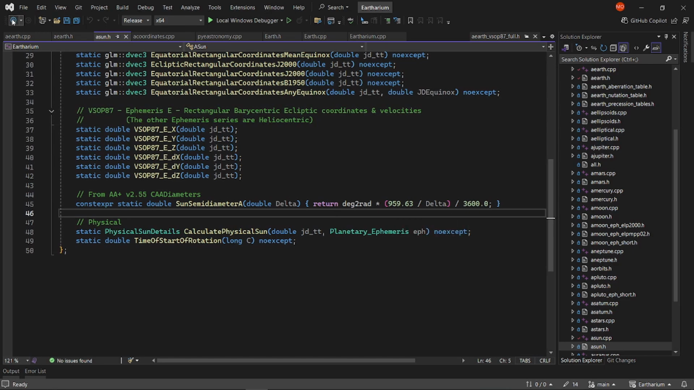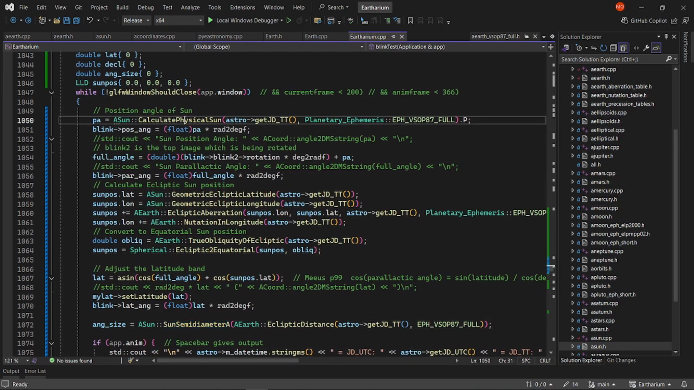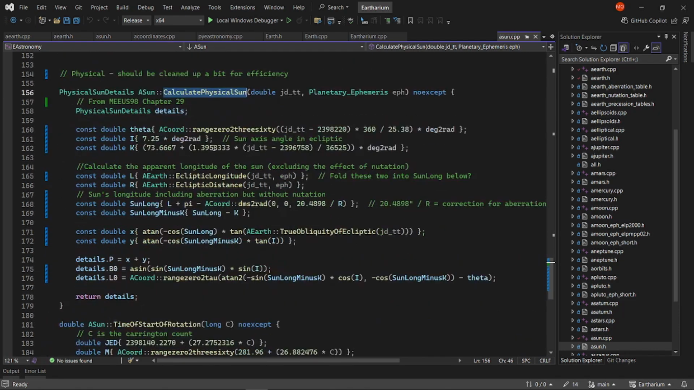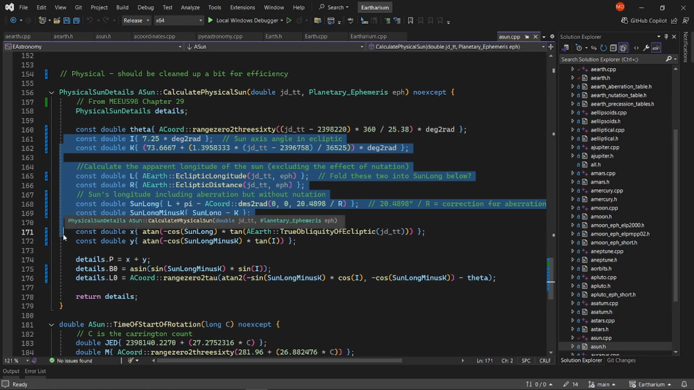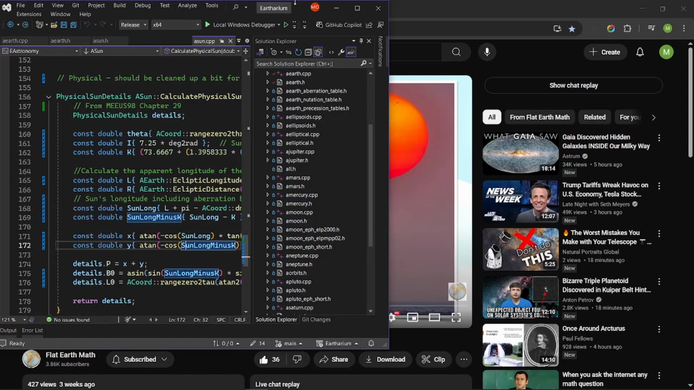The calculation of the position angle is here. This is basically P, the position angle. That's the sum of these two, which is based on the values that I calculate up here. This is straight out of Meeus's chapter 27, I think, the physical ephemeris of the sun.